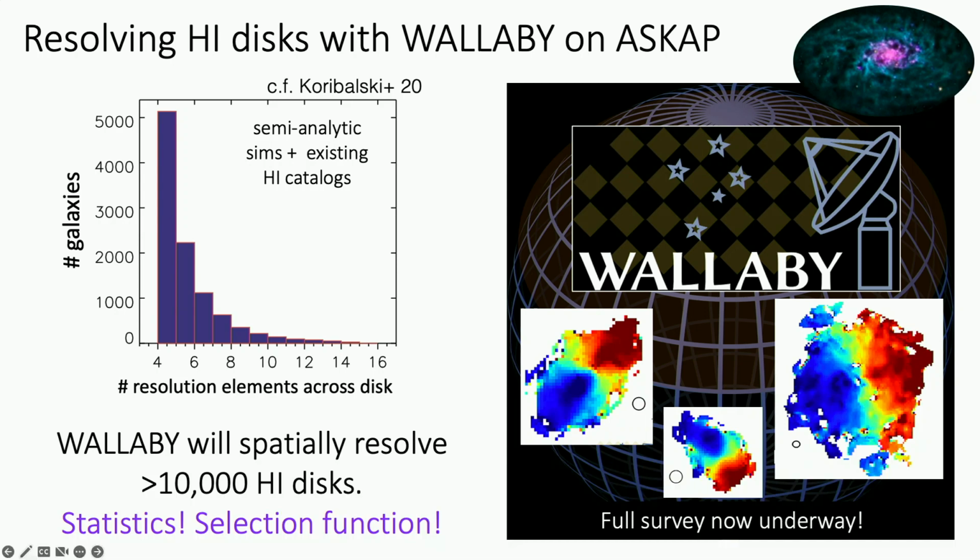So the ASKAP telescope is now in the full operation phase. The full survey is now underway. These are some observations from the pilot survey. So Wallaby is delivering beautiful data. So these are velocity fields for untargeted detections. So these are things that happen to fall within the field of view that we were observing. And this here is the resolution of those observations, or what a radio astronomer would call a beam.